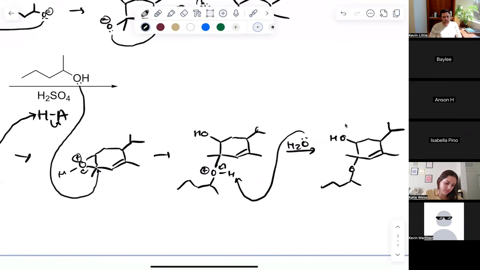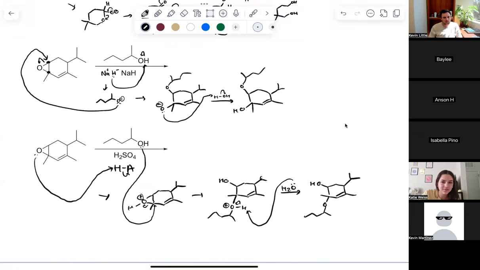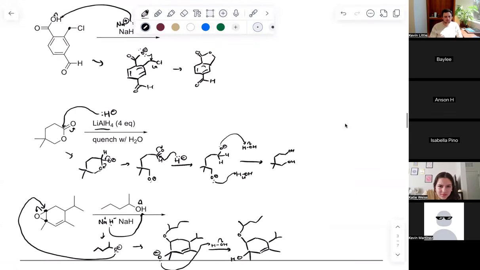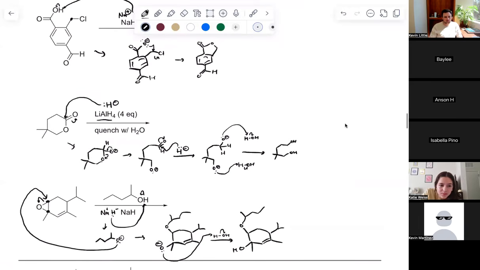Question on the previous one with the NaH. I thought you said that if there's an O negative, it can't take a hydrogen from a hydride because it's also negative. Or did I mishear? Wait, what? Say that again? In the previous one with the NaH, when you took a hydrogen in order to make it an OH, I thought that in the LAH question you said that you couldn't. Oh wait, no, I'm sorry. I think I misheard you. I think I just wrote it down wrong. Thank you. Sorry. Okay.